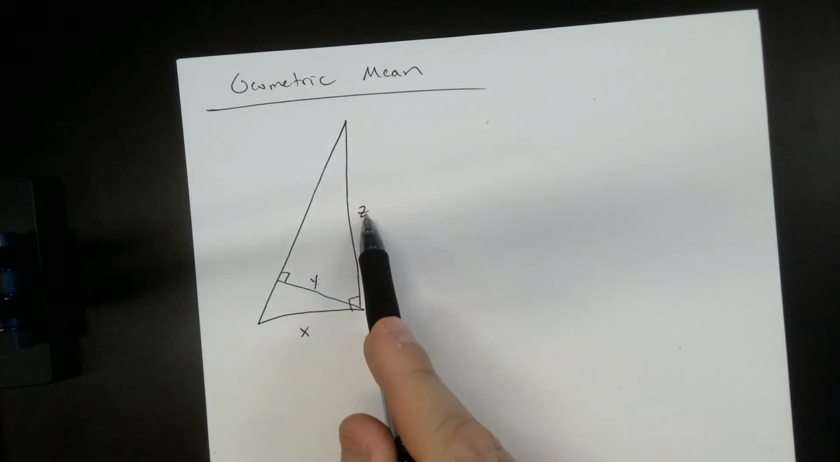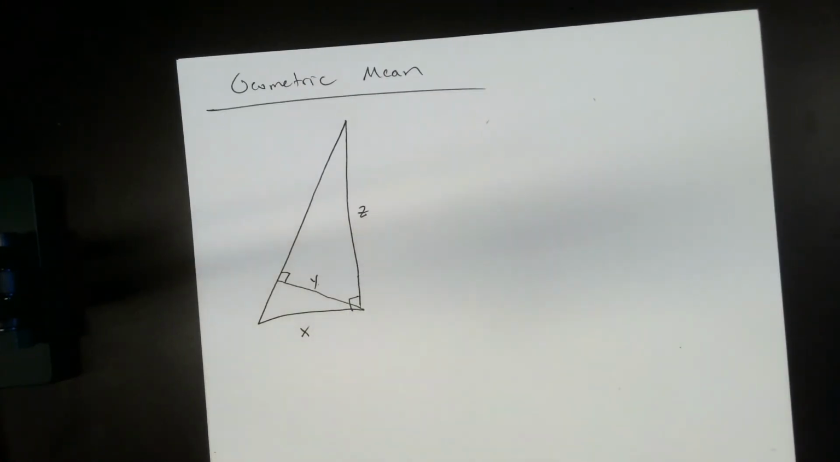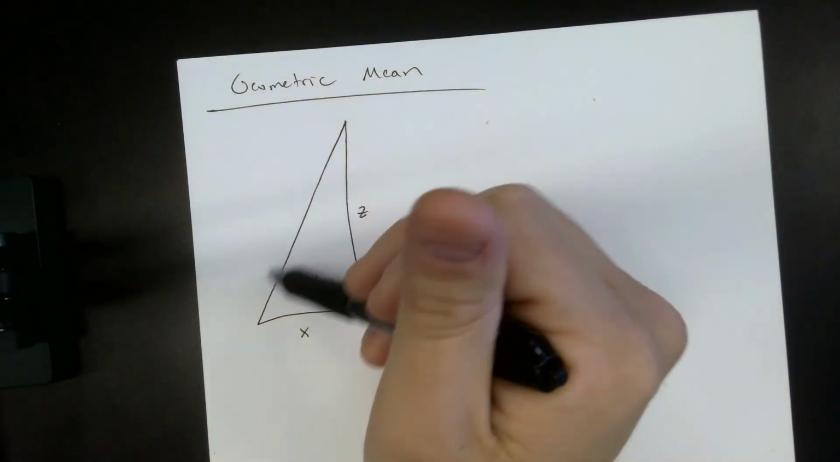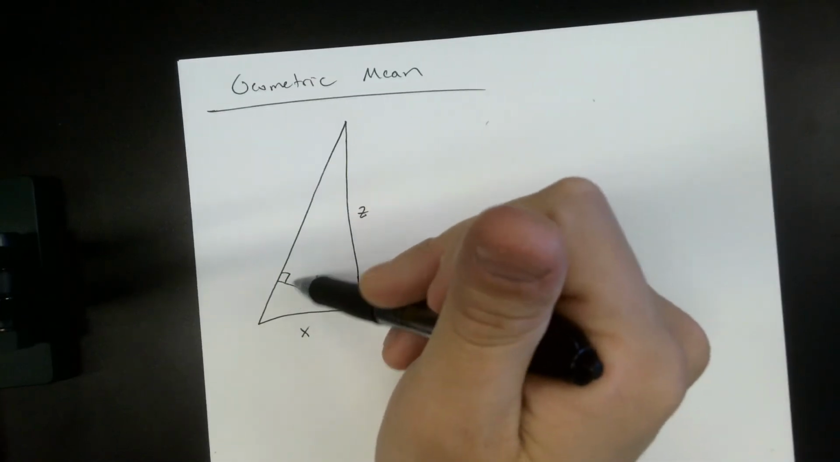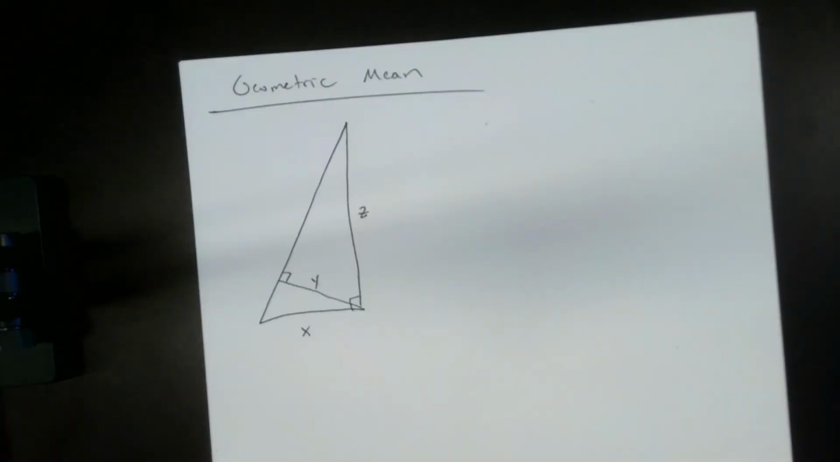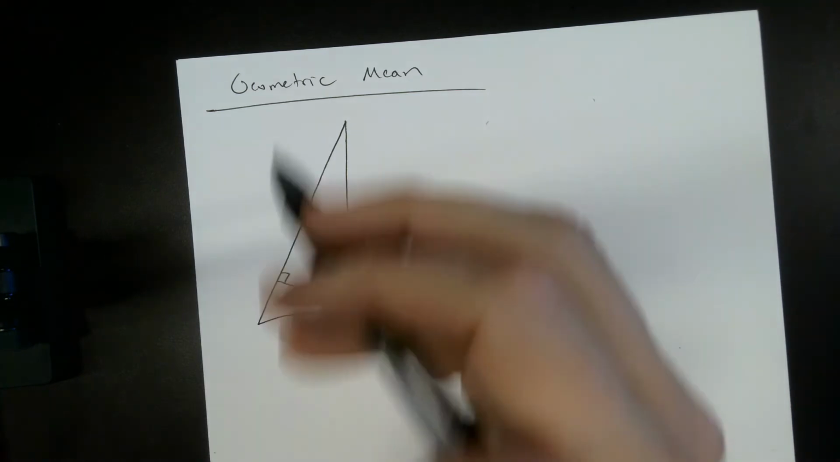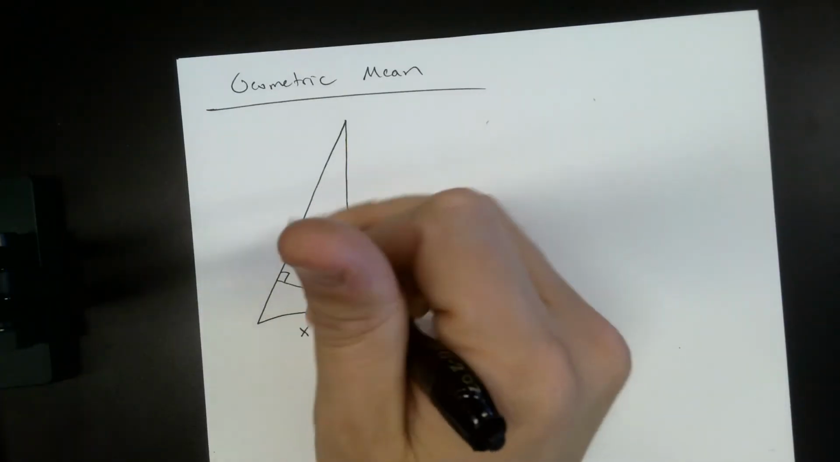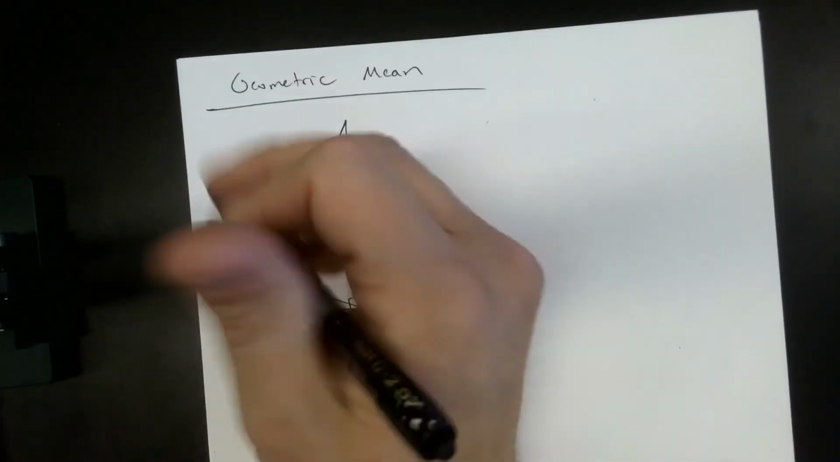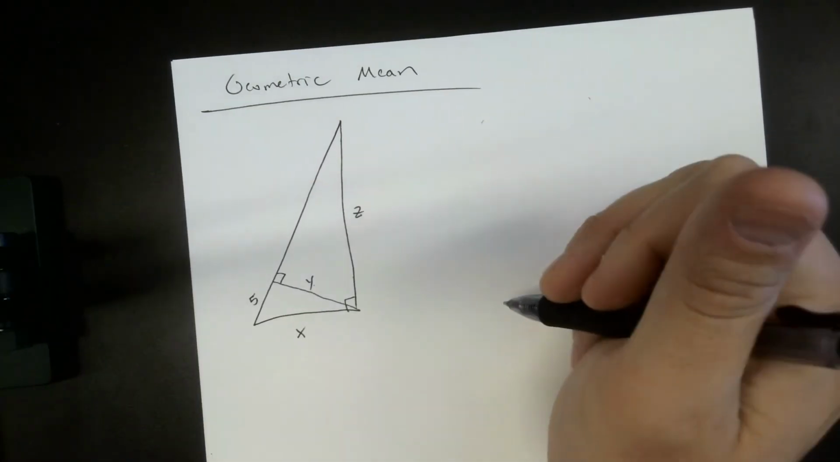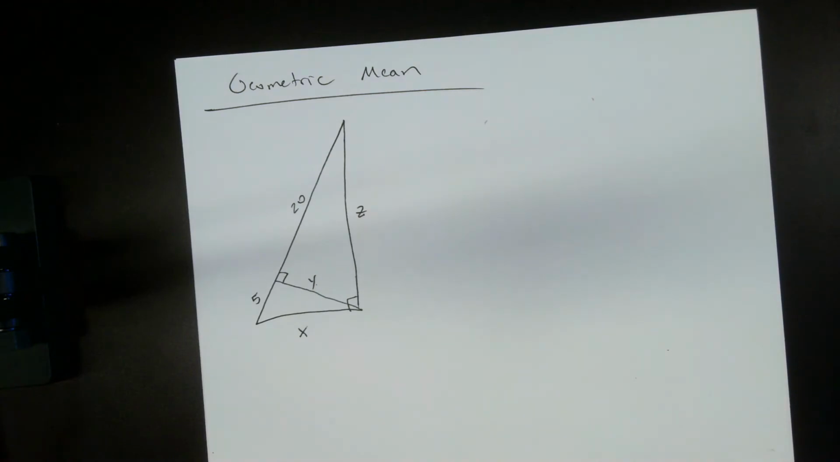X, Y, and Z. First off, identify which sides are the legs. X and Z are the legs, right? This line right here would be the hypotenuse. Remember, we're not looking at these little individual triangles, we're looking at the big triangle in particular. Now they're going to tell us that there to there is 5 and there to there is 20.